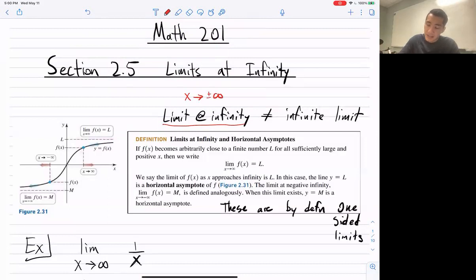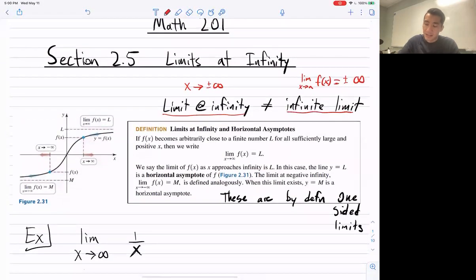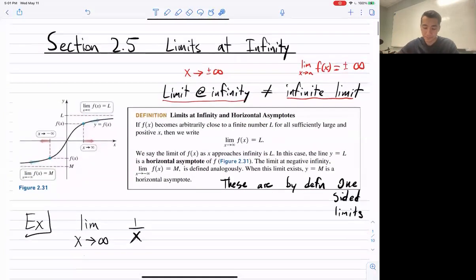An infinite limit is the limit as x goes to a of f of x equals plus or minus infinity. So an infinite limit is where the function is going to plus or minus infinity, so the y value is going to plus or minus infinity. A limit at infinity means the x value is going to plus or minus infinity. So that's the nomenclature, the naming of how we do it.